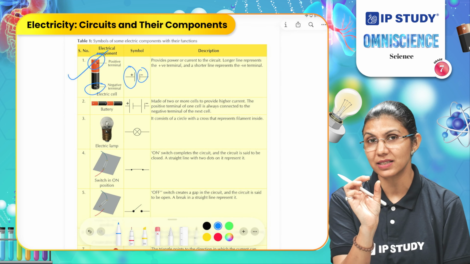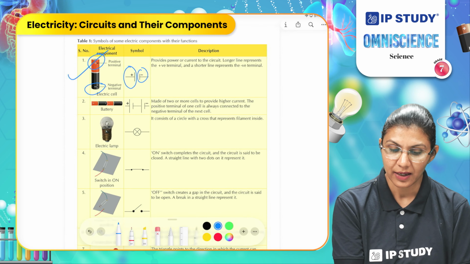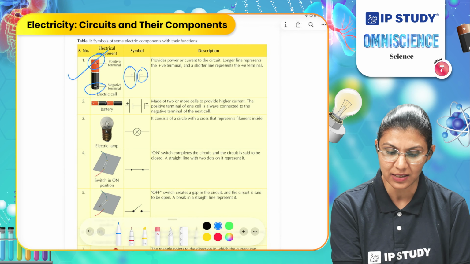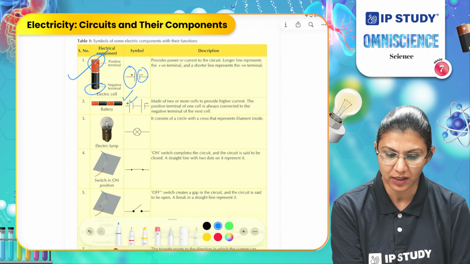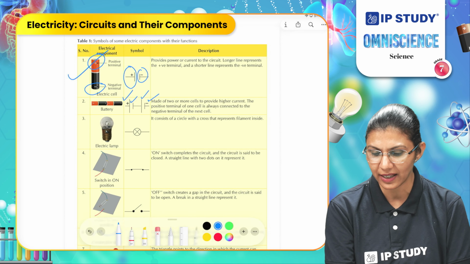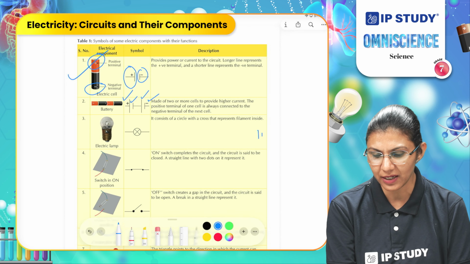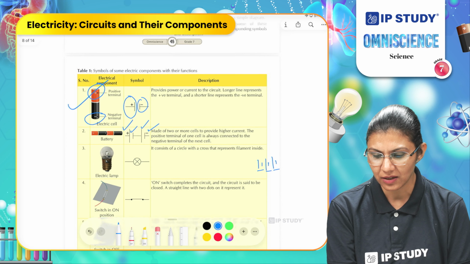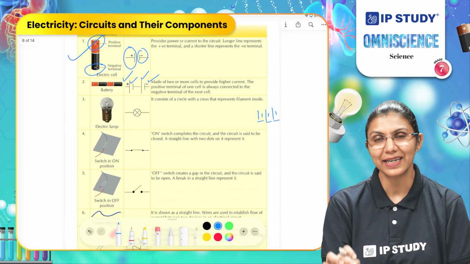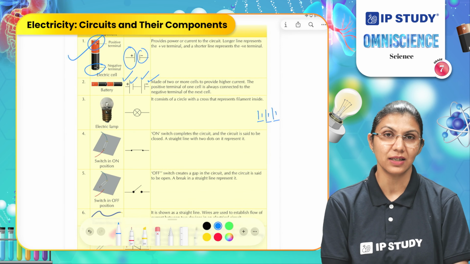We will repeat the same symbol of the cell next to each other in a series, meaning the longer strand, then shorter, then longer, then shorter, and that's how we can repeat the number of cells. Here we have one cell, two cells, longer and shorter, three cells, and that's how we can increase the number of cells to represent a battery.